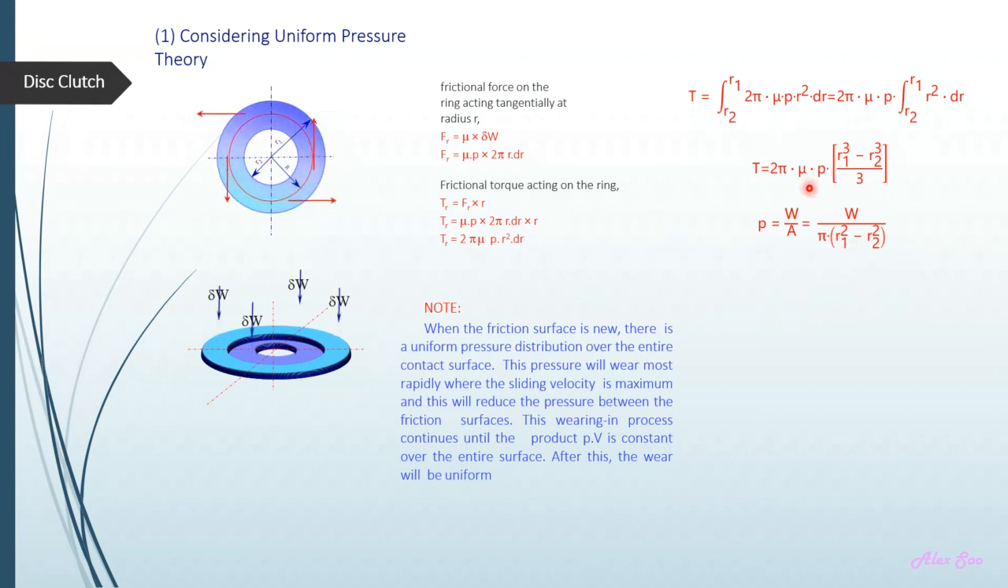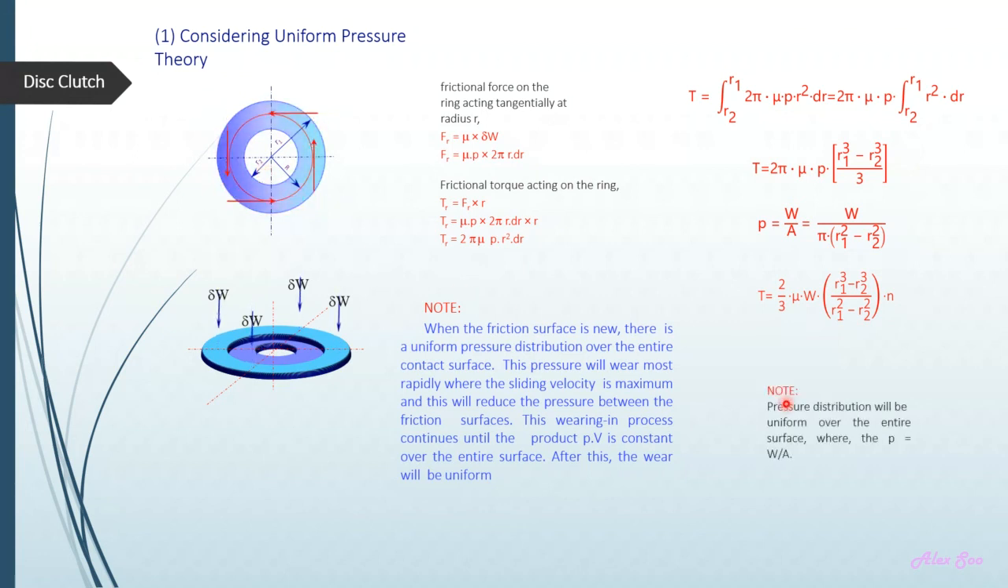You can substitute this into the equation to get a more established formula. So torque is equal to 2 over 3 mu W (R1 cubed minus R2 cubed over R1 squared minus R2 squared), and this is the number of pairs of contact surfaces, which you can put earlier in the equation as well. This is a constant when you refer to a single disk. Remember, pressure distribution will be uniform over the entire surface, that's why pressure equals force over area.